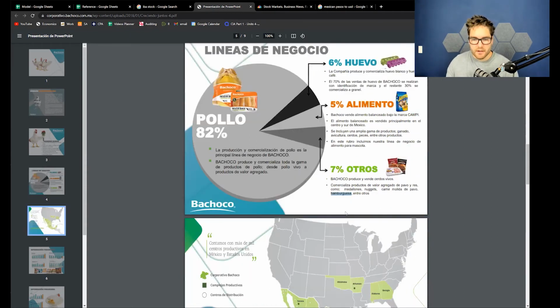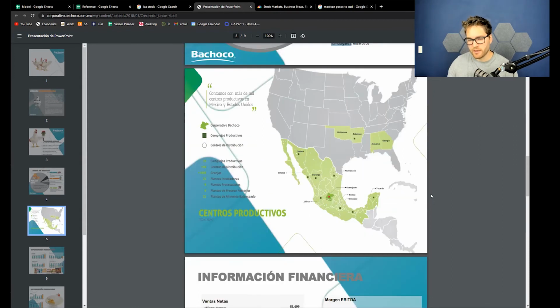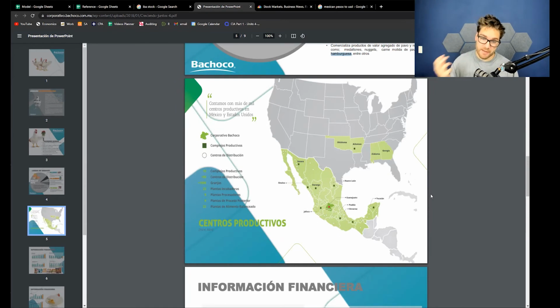Okay, so we're looking at their exposure. We do see that Mexico is pretty much their exposure, and they can probably expand into more of Central America if they really wanted to. But they are also expanding into the United States. If they are able to expand in the United States more, I think they do have business centers around here. This is their production center right here.